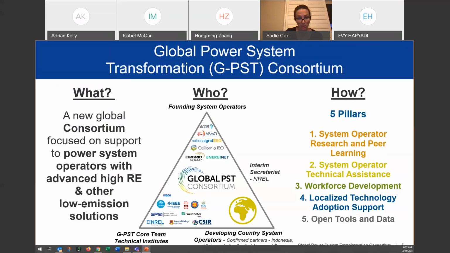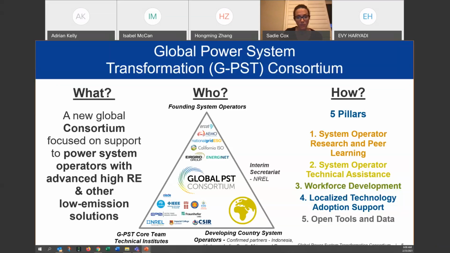To set the research vision of the G-PST, we've been working with our group of founding system operators, or FSOs, at the CEO level. This includes AEMO in Australia, National Grid in the UK, EirGrid in Ireland, Energinet in Denmark, California ISO, and ERCOT. This is a group of system operators that's leading the world in terms of current VRE penetration levels. These FSOs, together with our technical institute partners, are championing research activities of the consortium, and they've been defining a set of common research priorities, which can then inform critical R&D investments at the national level.